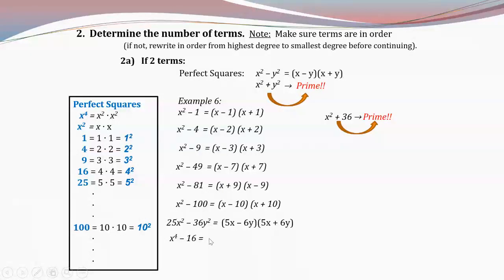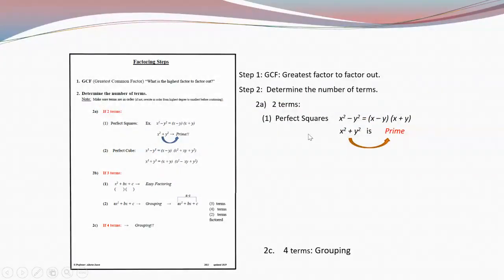How about x to the fourth minus 16? This will be x squared minus 4 and x squared plus 4. If you notice, x squared minus 4 can also be factored again. So there will be x minus 2 and x plus 2. And the x squared plus 4 stays as prime. It cannot be factored. So it'll be times x squared plus 4. Okay, so hopefully you got the concept on perfect squares, the difference of two perfect squares. Now let's do the difference of two perfect cubes, the difference and the sum of two perfect cubes. It's either the difference or the sum, and these are the formulas that we're going to apply.